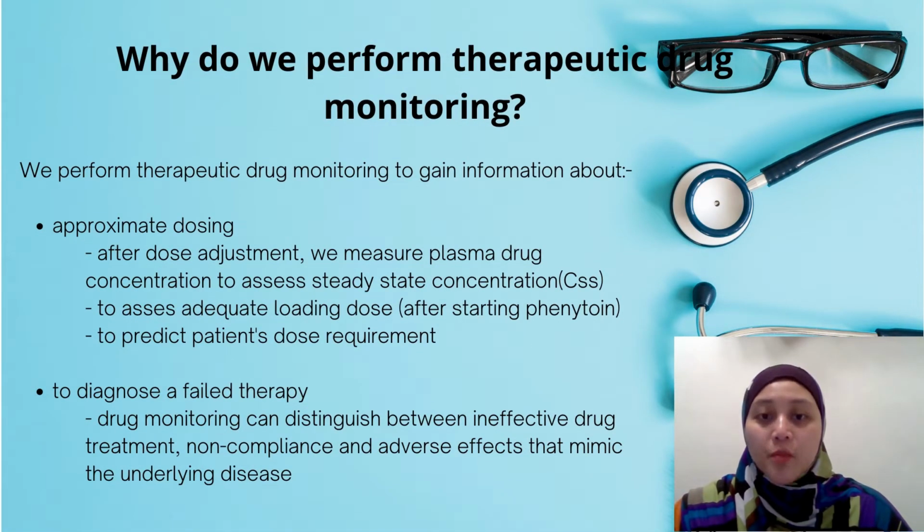We perform therapeutic drug monitoring to approximate dosing. After dose adjustment, we measure the plasma drug concentration to assess the steady-state concentration. We also perform drug monitoring to assess whether the loading dose is adequate or not. An example would be phenytoin as a treatment for seizure. And lastly, to diagnose a failed therapy. Drug monitoring can distinguish between ineffective drug, non-compliance, and adverse effect that might mimic the underlying disease.